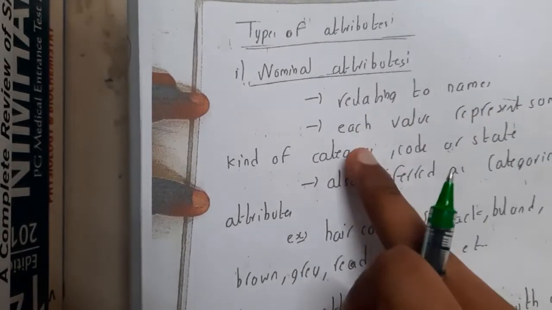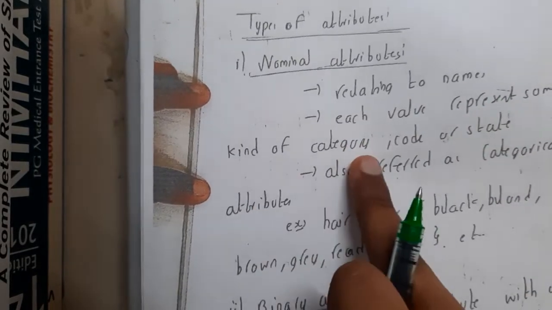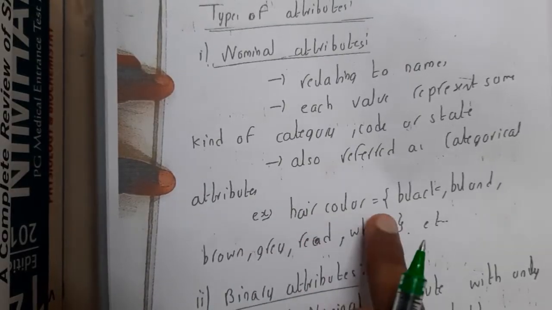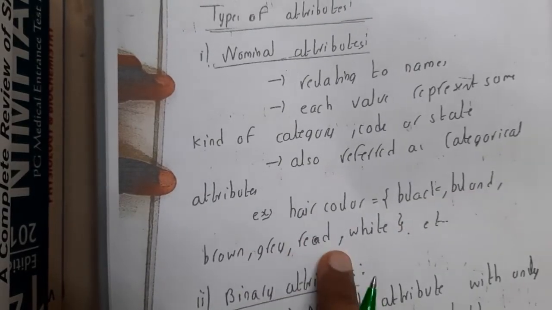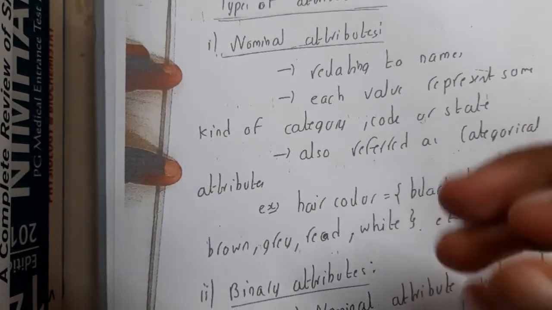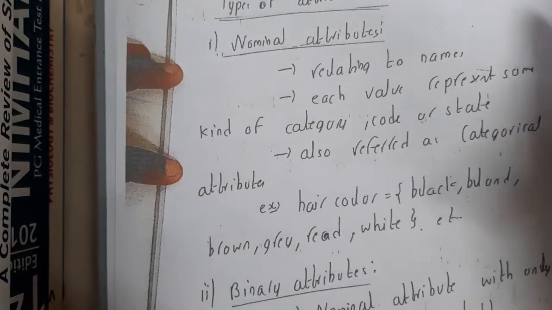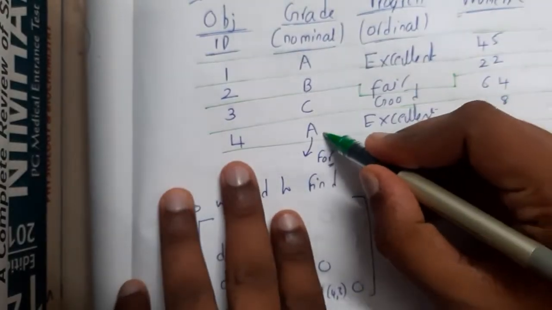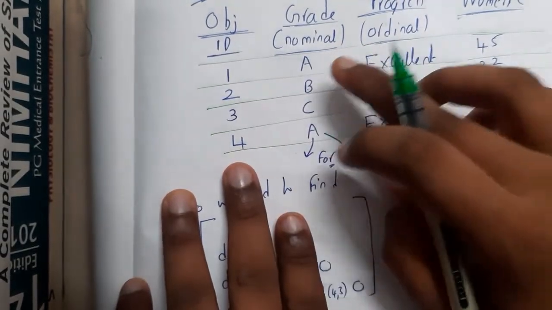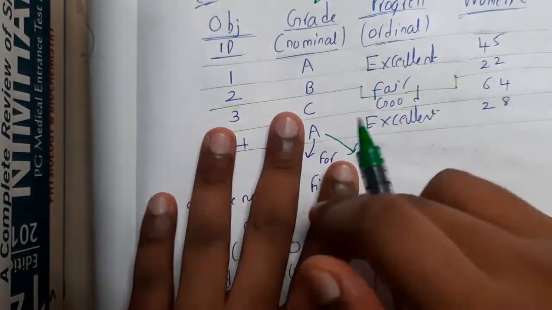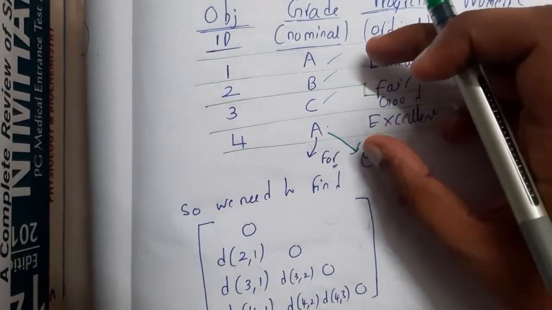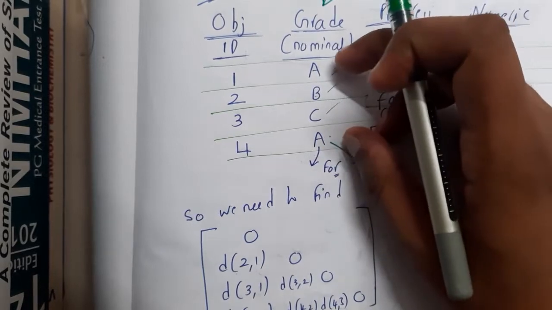Related to the name, each value represents some kind of category or code or state, also referred to as categorical attributes, like hair color: black, blonde, brown, gray, red, white, like that. Nominal attributes say something about some property of something. Here we assume that this is the question paper code. Assume that there are 3 different question paper codes, and 4 people got them: A, B, C, and the 4th guy again got A.